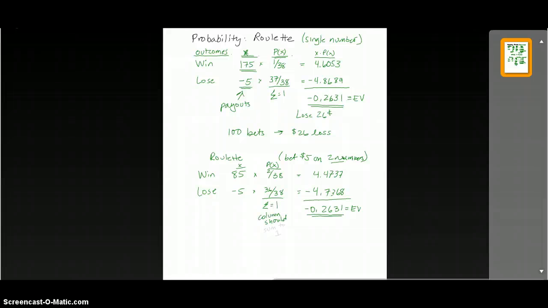Again, remember your probability column should always add up to 1, so we should sum to 1 when we're looking at those values. If we did another extension and asked what if I made 100 bets on two numbers, we'd say that as I stood there and made 100 bets, I would lose $26. I hope this helps you going through those few roulette problems that you have on the homework this week.